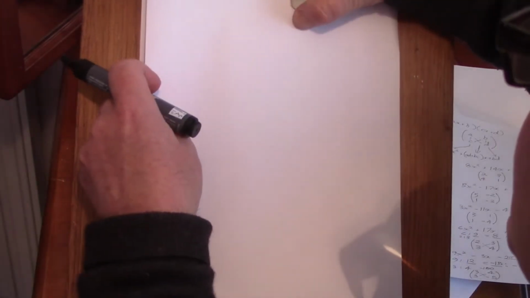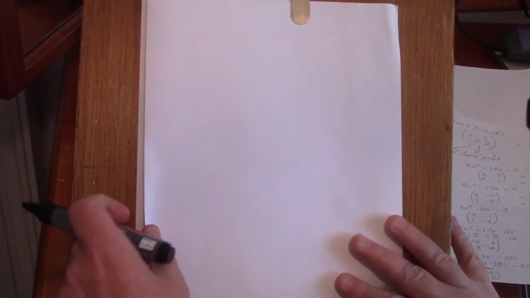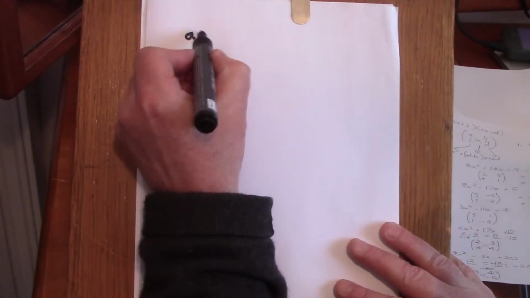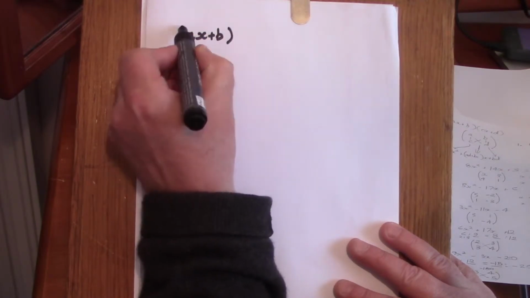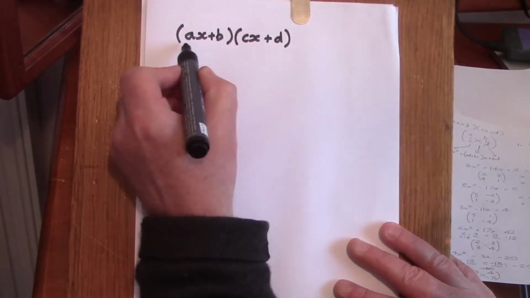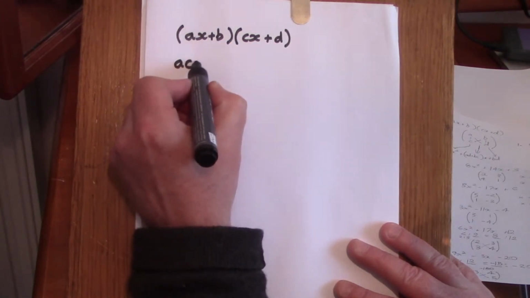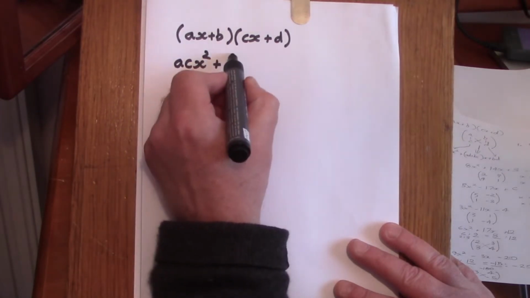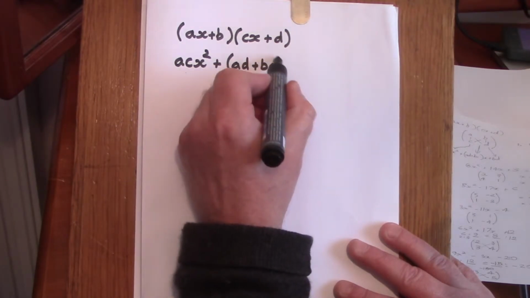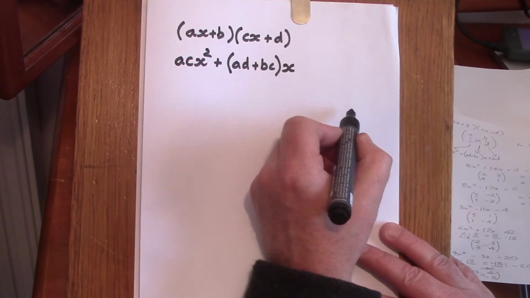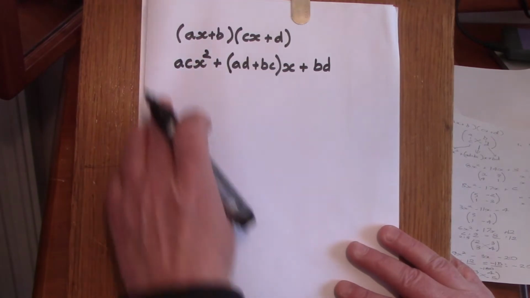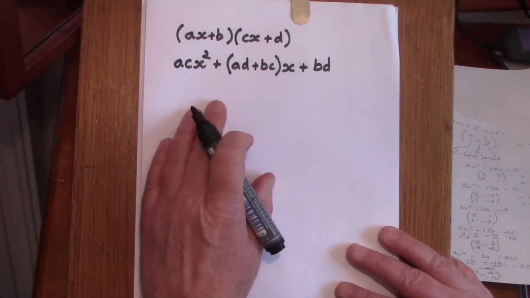Now moving on to the general case, if we take two binomial factors, say ax plus b, multiplied by cx plus d, the result will be acx squared plus (ad plus bc) times x plus bd. So that's the general form.